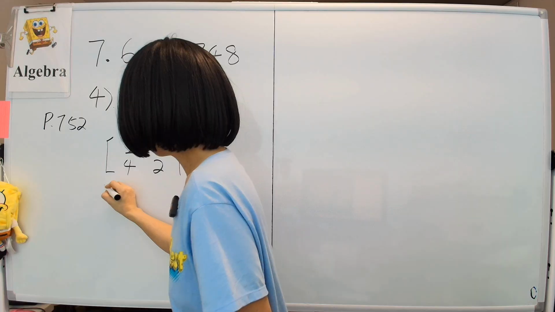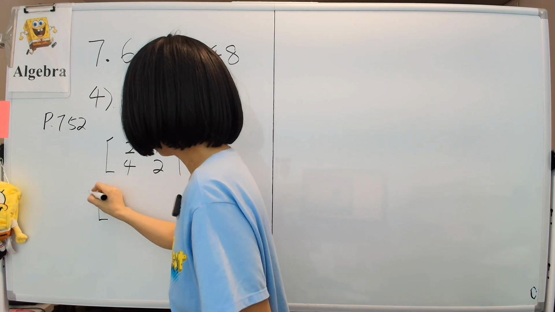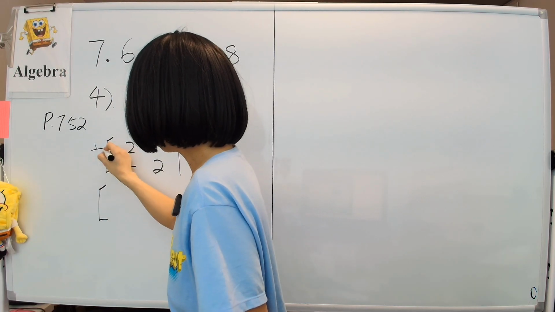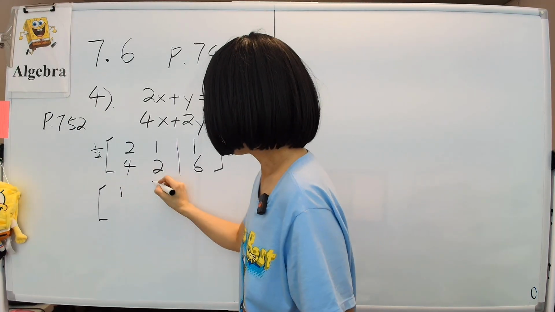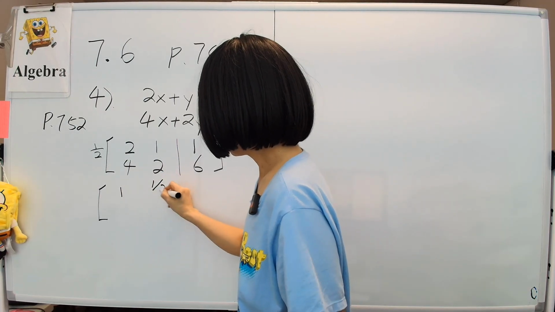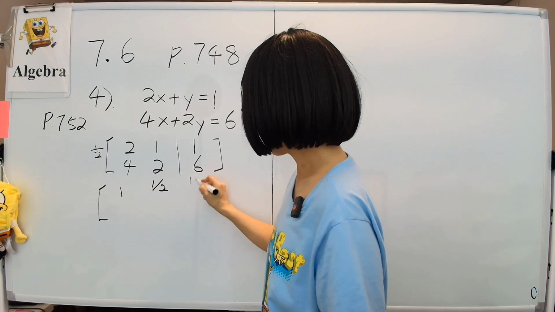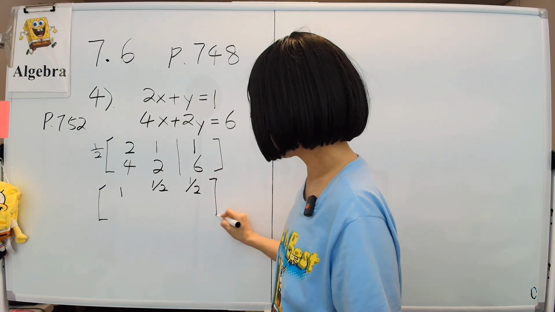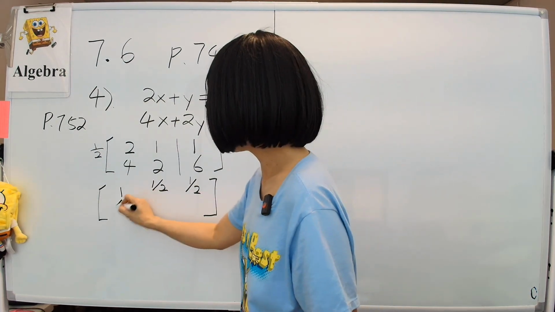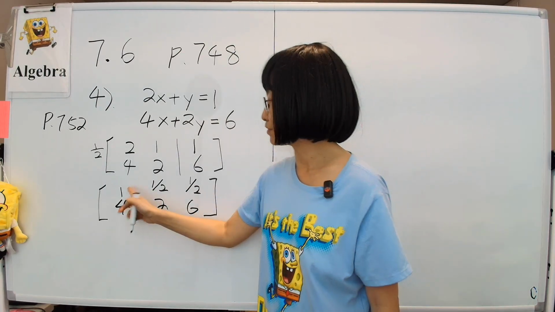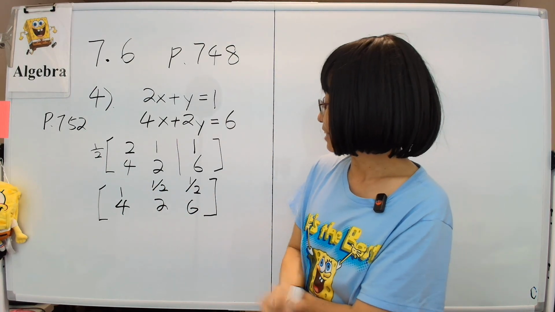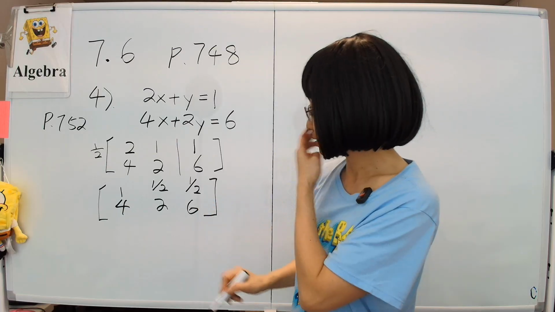That means we multiply it by 1/2. That will give us 1, and then 1/2, and then 1/2. And then the bottom stays the same. All right, so far we have achieved one thing. And we have to write the bottom.